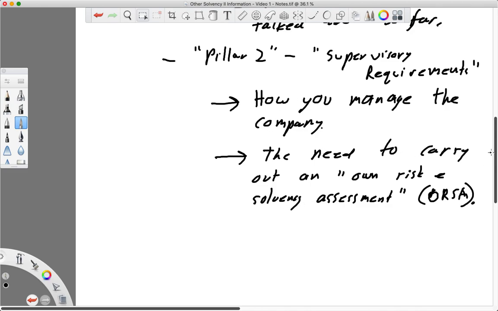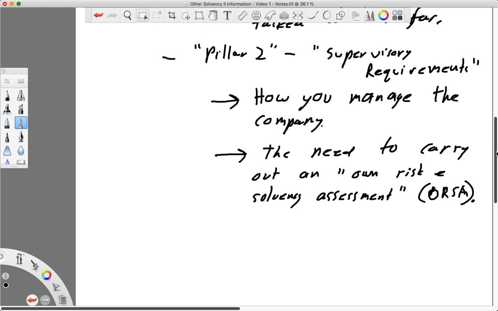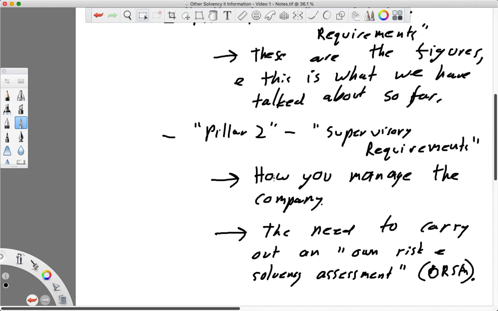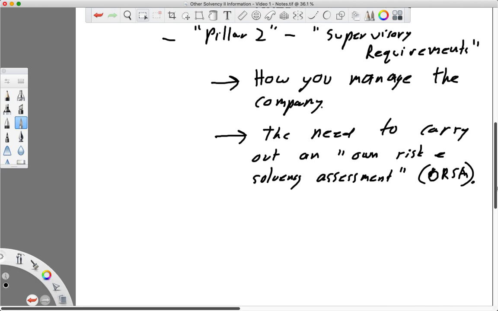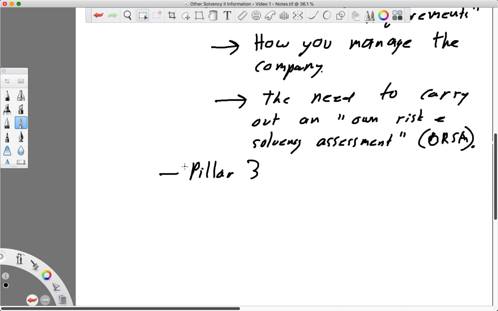So that's Pillar 2. So it's all about making sure that you run the company well and thinking about risk. And to some extent, you could argue that Pillar 2 has more impact in terms of protecting policyholders than Pillar 1 does. Pillar 1 is just numbers, whereas Pillar 2 is actually what you're doing in terms of how you run the company. And then the third pillar, Pillar 3, is all about disclosure.